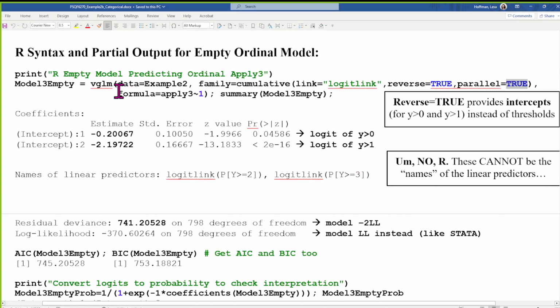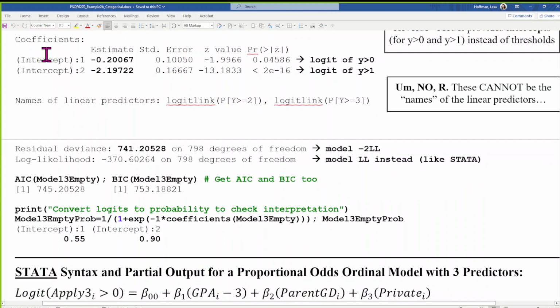The formula then gives me the actual model. So it's just apply 3 as our outcome variable, squiggle 1. So you're not listing things separately by submodels yet. And then I ask for the summary, and here's what I get. Okay. So coefficients. Intercept, off to a good start. This is in fact an intercept. Here's the -0.2, which is the logit of the probability of an answer greater than 0.